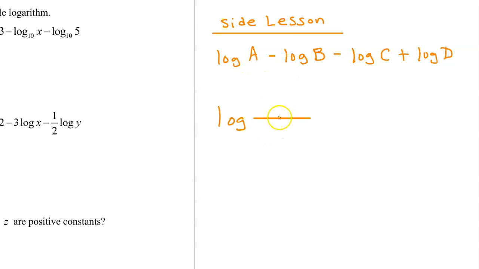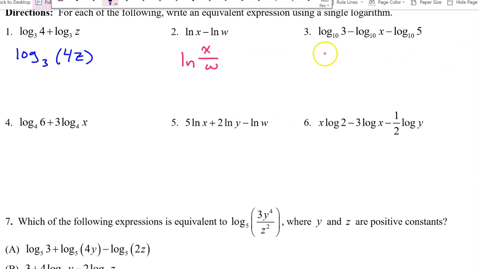It's just a matter of knowing which factors will go in the numerator and which factors will go in the denominator. Any factor that comes from a positive term will end up in the numerator. So log a is a positive term, so the a ends up in the numerator. Log b is a negative term, so the b will end up in the denominator. Log c is a negative term, so the c will be in the denominator. And log d is a positive term, so the d ends up in the numerator.